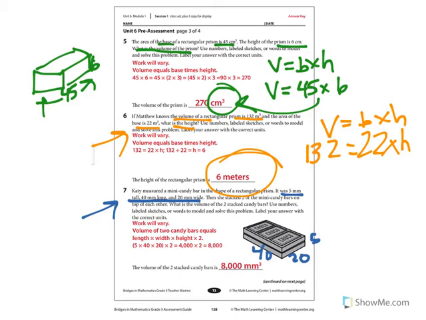So I could do this in a couple of different ways. I might want to do it like is shown here. That's probably the easiest, is just find the volume of one of the candy bars and then multiply by 2.